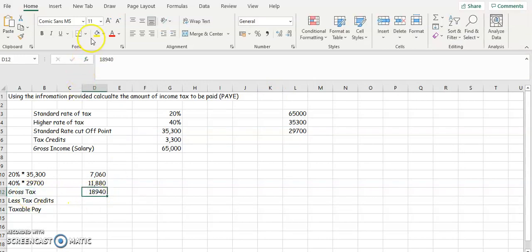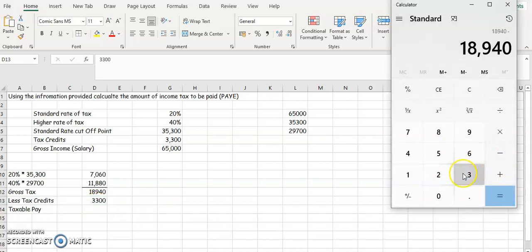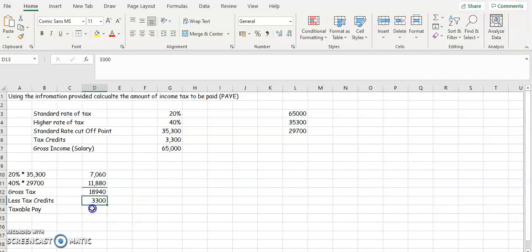Now remember, we don't pay the full amount, so the government doesn't get all that money. We've got these things called tax credits. So your tax credits reduce the amount of tax that you pay. So our tax credits in the question is 3,300. So if these tax credits reduce the amount of tax we pay, we're going to take it away. So we're going to put 18,940, minus 3,300. And you get 15,640. So that's the amount of tax that this person has to pay when they earn 65,000.